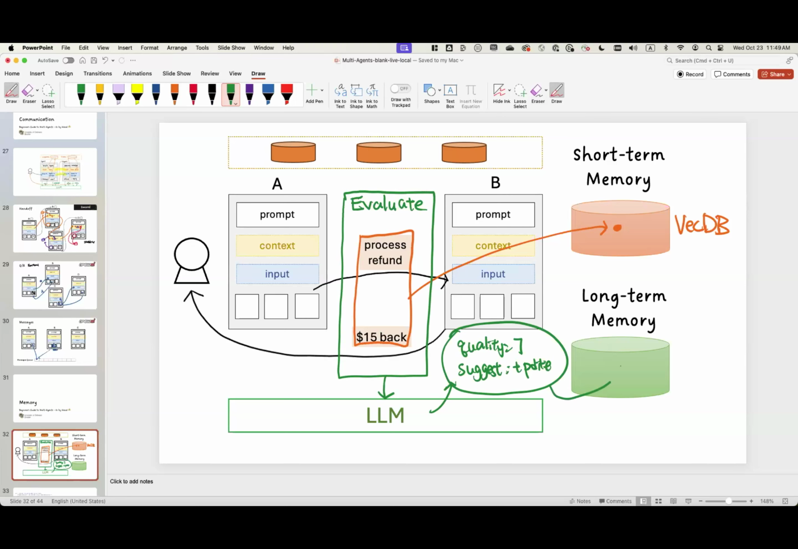Where do you put this learning? Put it in the long-term memory. It's a bit larger, and so you can put it in a SQL structure, because quality and suggestion is kind of like a table.